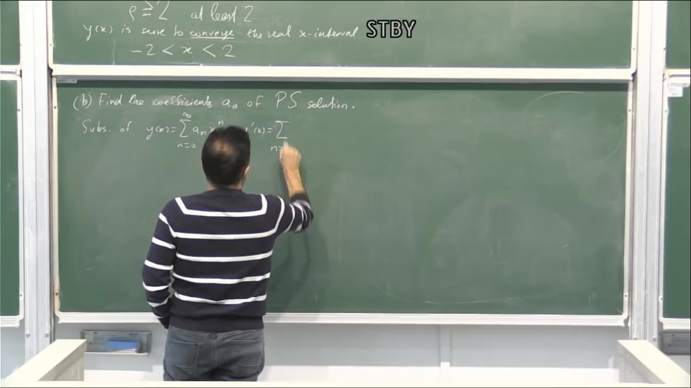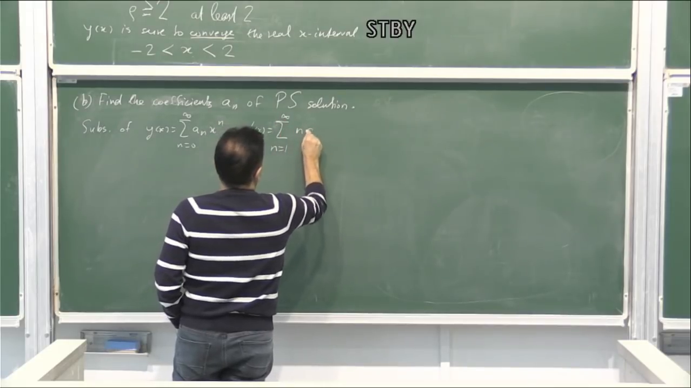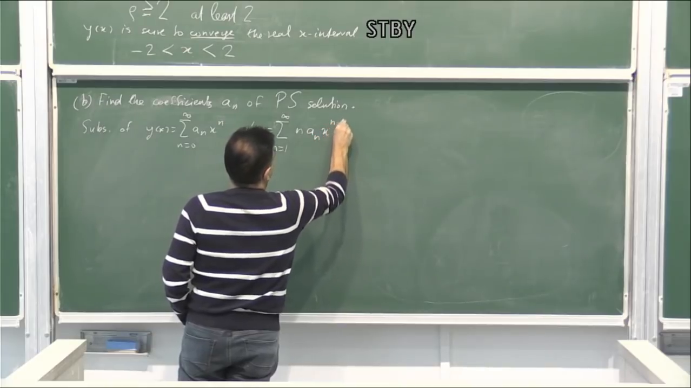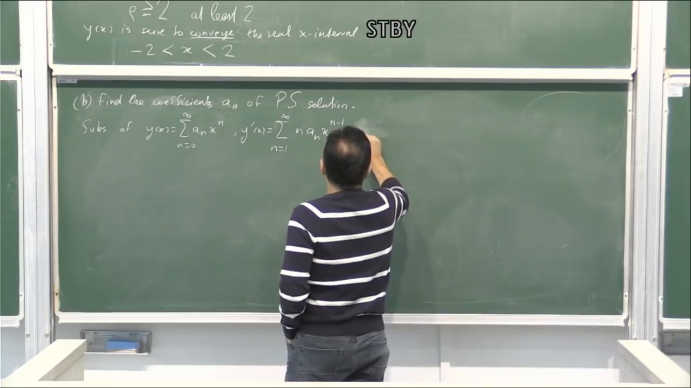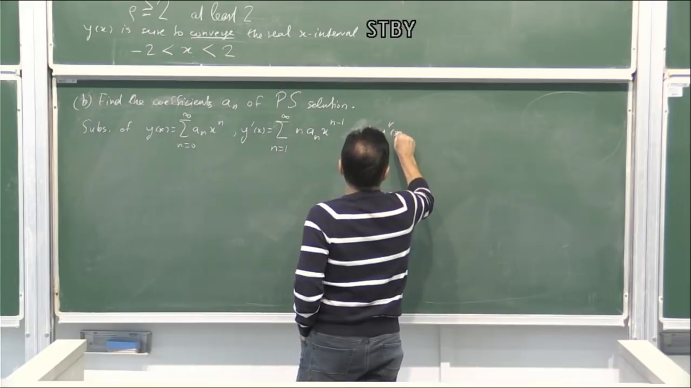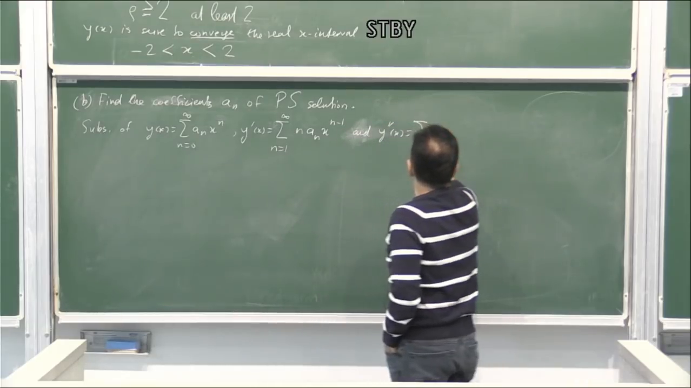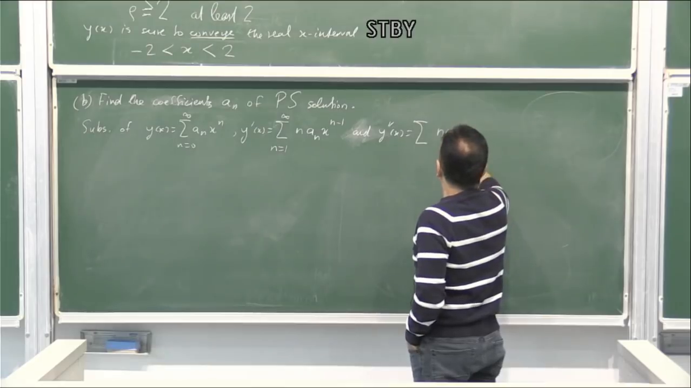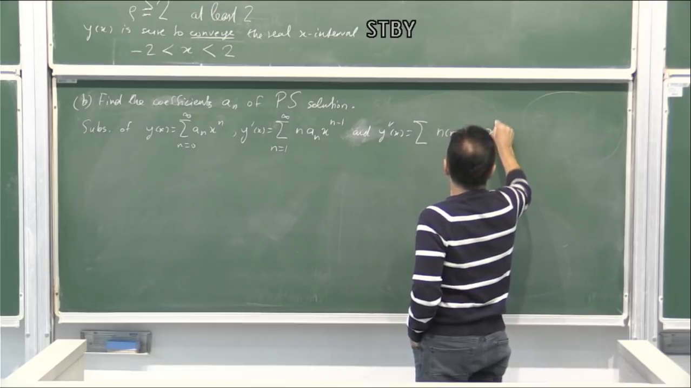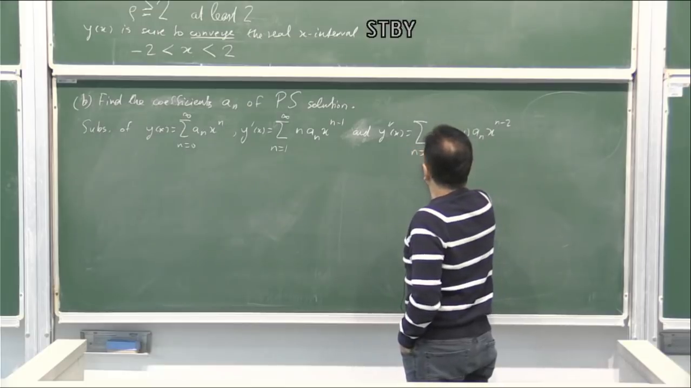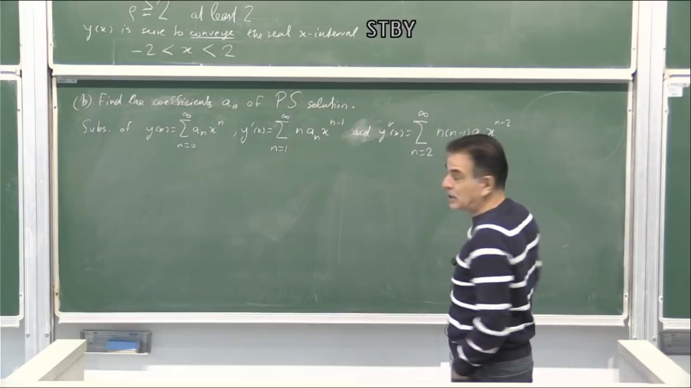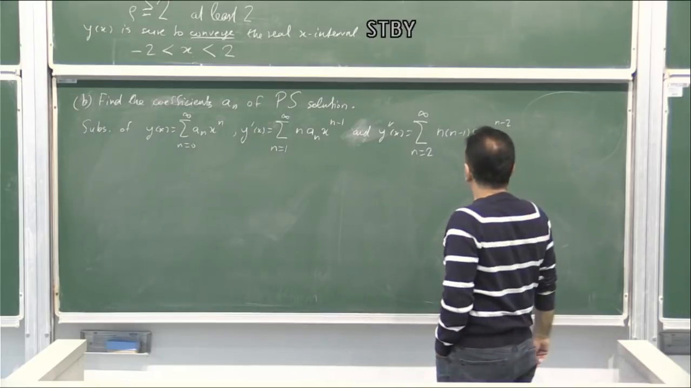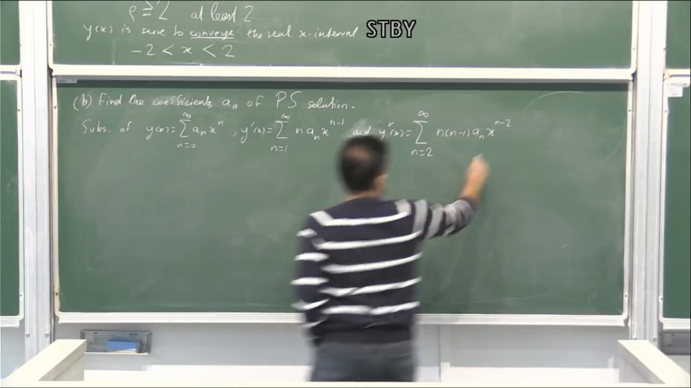Its derivative is the sum from 1 up to infinity of n a n x to power n minus 1. Its second derivative, y double prime, is the sum of n times n minus 1 a n x to power n minus 2. You may start it from 2 because the first two terms vanish upon differentiation.